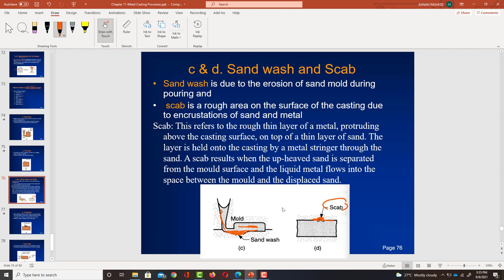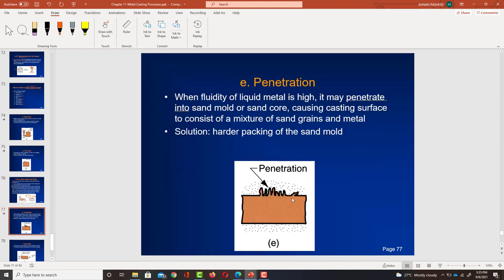ठीक है ना, तो जिसकी वजह से जो ऑब्जेक्ट के ऊपर एक छोटा सा इस तरह उभार आ जाता है, that is known as scab. और इसकी भी अपनी रीजंस हैं, due to the strength of this mold sand etc., so you have to go through that.